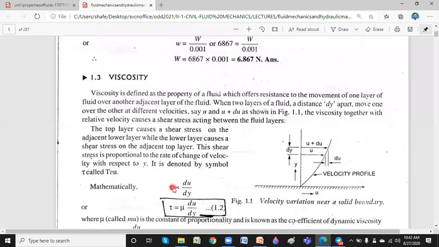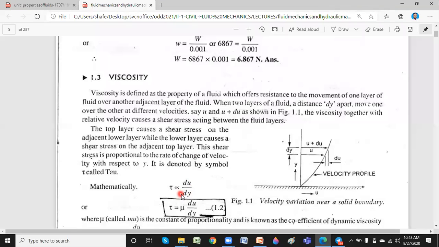That is given by tau. Tau is the parameter which indicates shear stress, given by the ratio du by dy. This is called the velocity gradient: the velocity of the plate with respect to the distance over the stationary plate. The shear stress is proportional to the velocity gradient, because when the distance is more, the stress is different, and when the velocity is more, the stress is different.